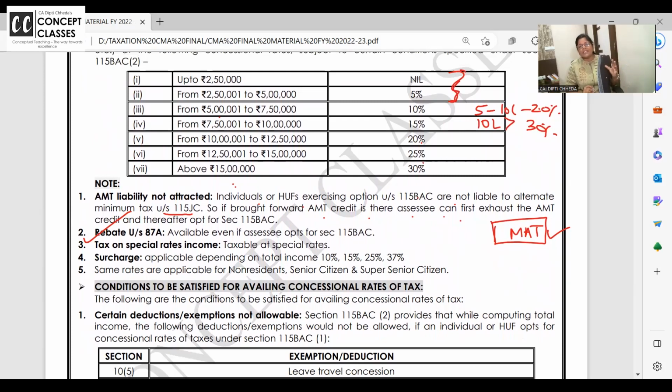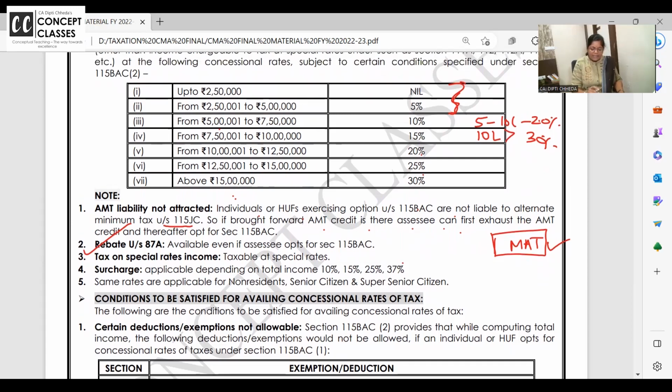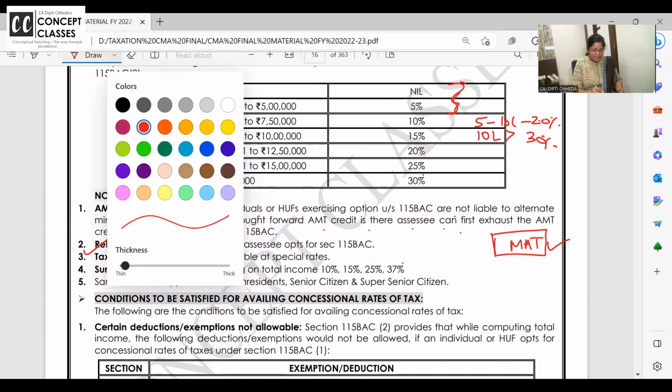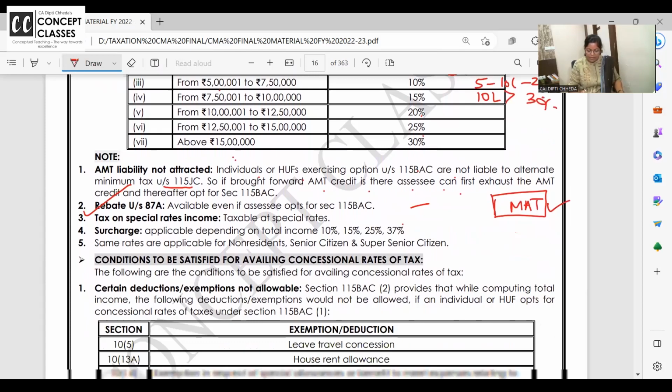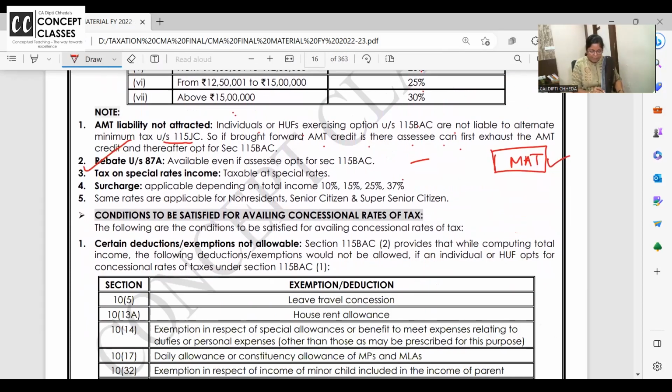Acha, what about special incomes? You remember in the last class, I have told you, dear students, special incomes are chargeable at special rates. For example, lottery at 30% and long-term capital gain and so on. So normal incomes are chargeable at normal rates, and special incomes are taxable at flat rates, whatever rates are applicable.